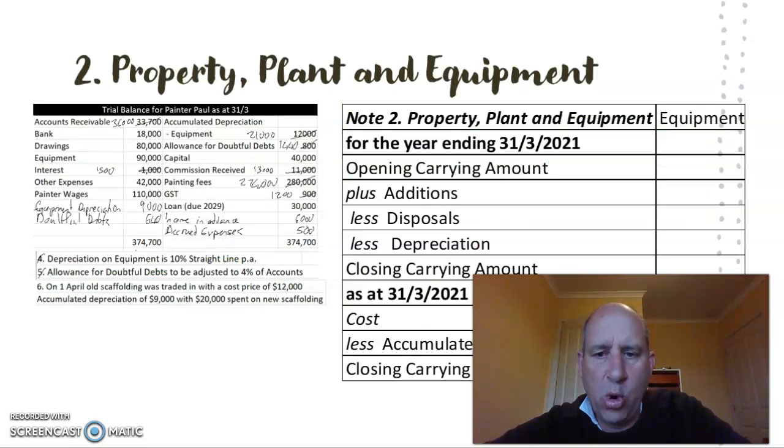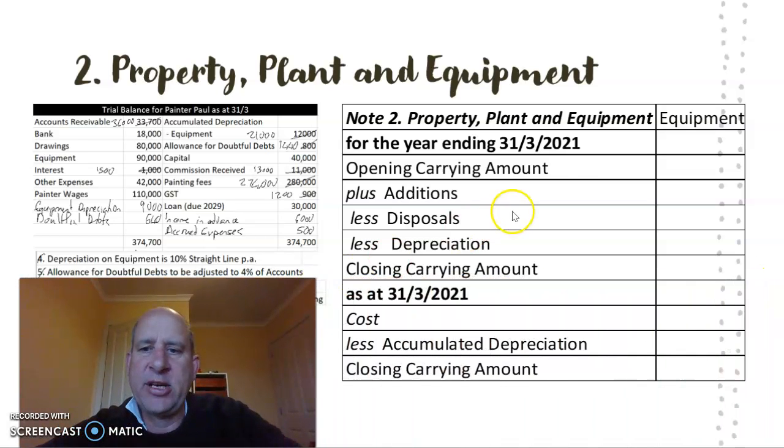Alright, so press pause. And what I'd like you to do is write up note 2, property, plant and equipment. Right, once you've got that done, we're going to work through this one. I'll move my face out of the way. And we've got some information about it.